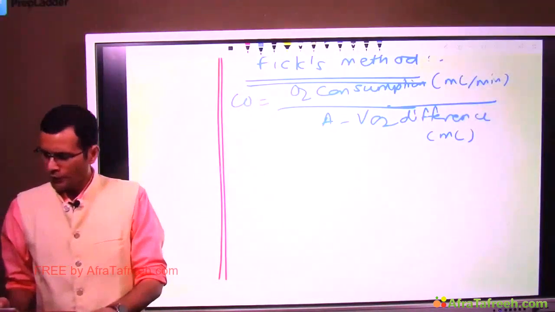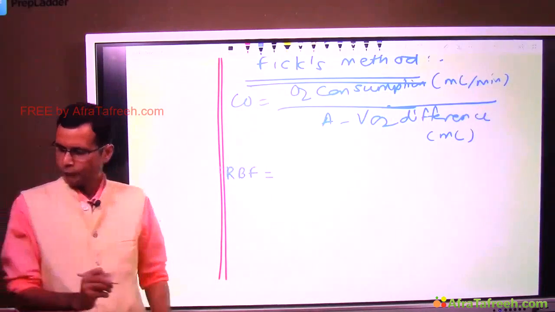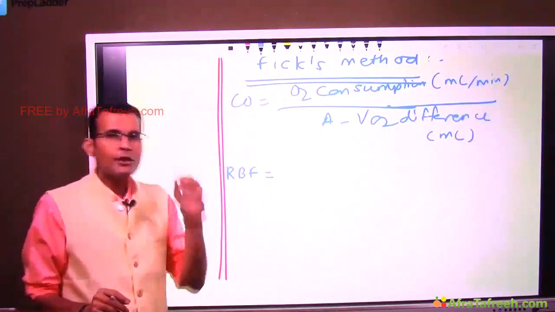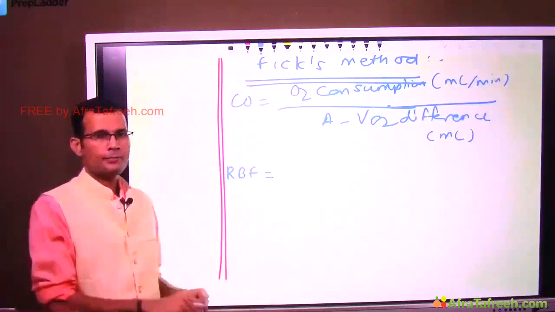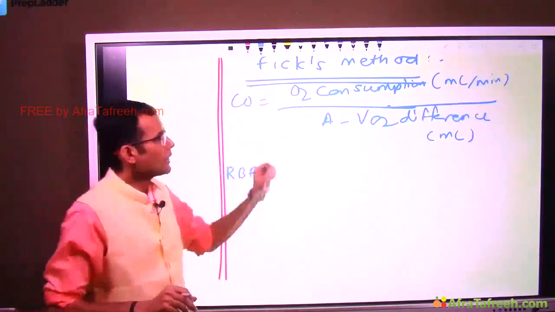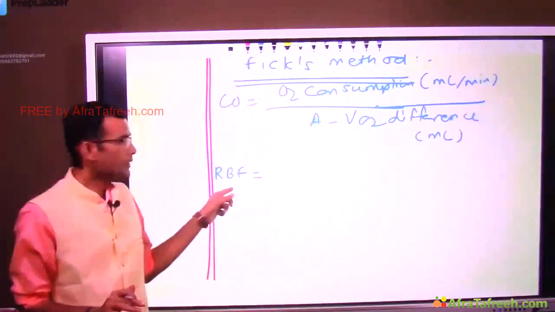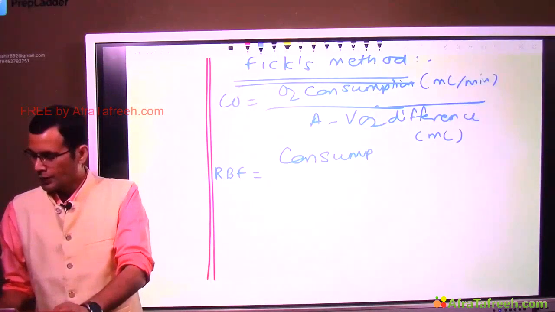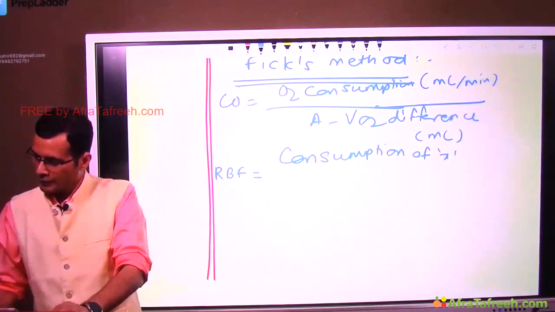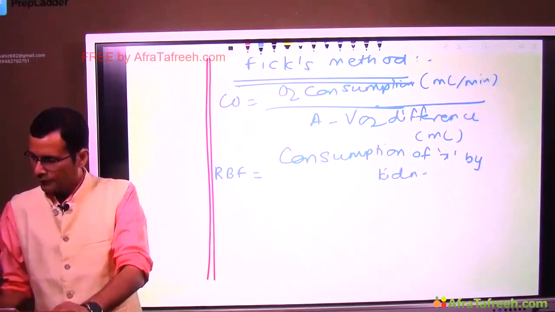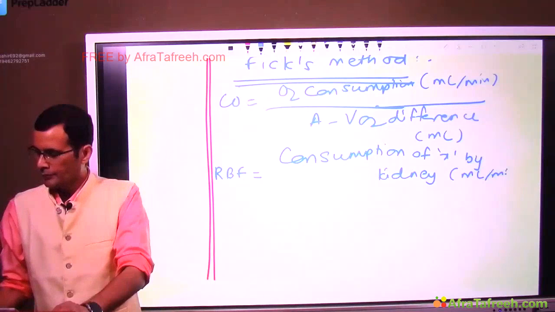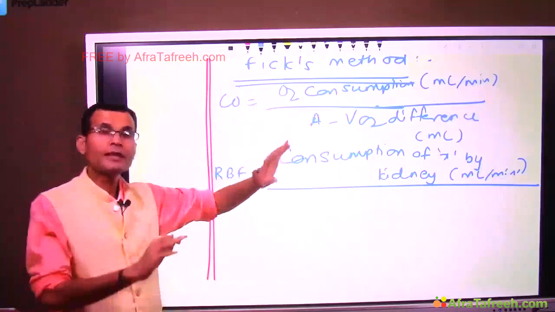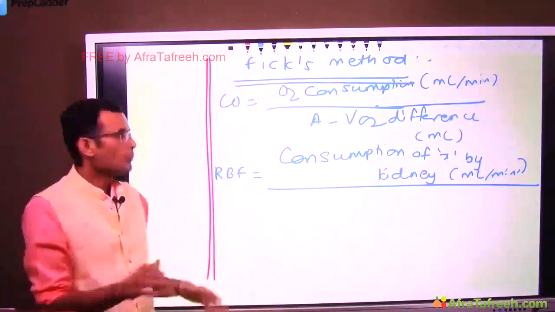First of all, we are talking about the renal blood flow, so let's write it here, renal blood flow. We don't use oxygen. Instead, we will inject a substance X, and the equation will become something like this. We are measuring the renal blood flow, so the numerator will be, instead of oxygen consumption, consumption of X by the kidney in ml per minute.